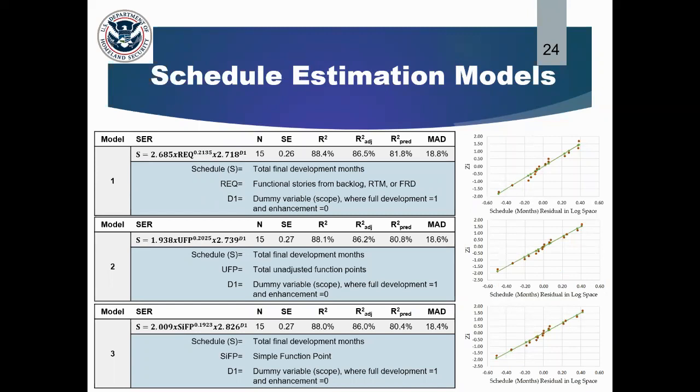For schedule estimation models or schedule estimating relationships, we had 3 that were statistically significant. It was functional stories, unadjusted function points, and simple function point. For the scope dummy variable that differentiated between full development and enhancement, this was a dummy variable that had to be included in the equation in order for those independent variables to pass statistical significance. So without that dummy variable, we didn't achieve the statistical significance to actually use that schedule estimating relationship. So you'll see in the schedule models that dummy variable needed to be included. When looking at the results, you can see that most of the statistics are roughly about the same. They all performed about 88% for the R-squared, so all were relatively high in terms of statistical significance.